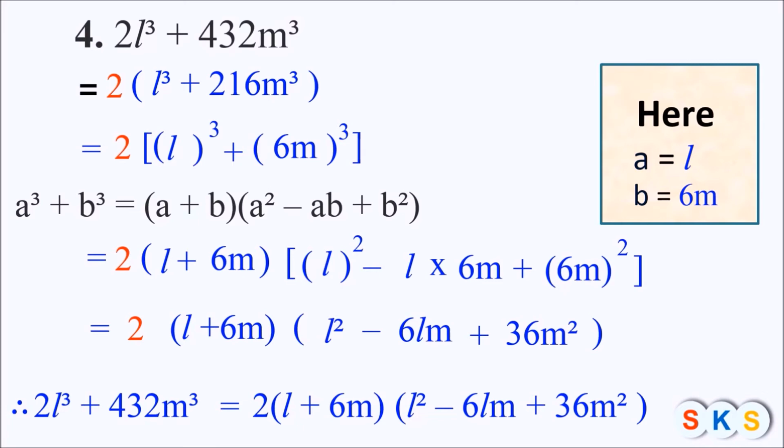Okay, so make a note, sometimes both the terms would not be perfect cubes. So to make both the terms perfect cubes, you need to take something common from both the terms. Like what is common in these two terms over here in this question? 2. Same way you have to find out the common factor in the other questions if they are not perfect cubes. Let's see the next question now.